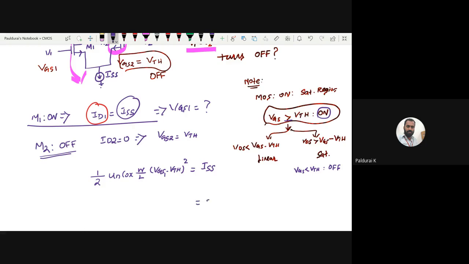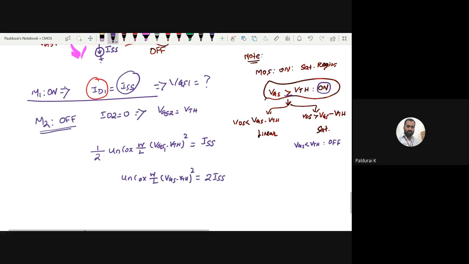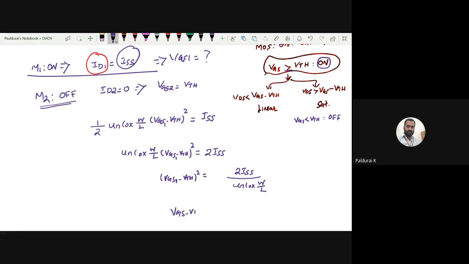If I take this half to the other side, it is 2 times ISS. Mu n Cox W over L, VGS minus VTH the whole square, right? I'm looking for VGS1. So VGS1 minus VTH the whole square is 2 ISS over mu n Cox W over L. So VGS minus VTH is the square root of 2 times ISS over mu n Cox W over L. I'm looking for VGS. So can you bring this minus VTH here? It becomes plus VTH. So this is actually VGS1.